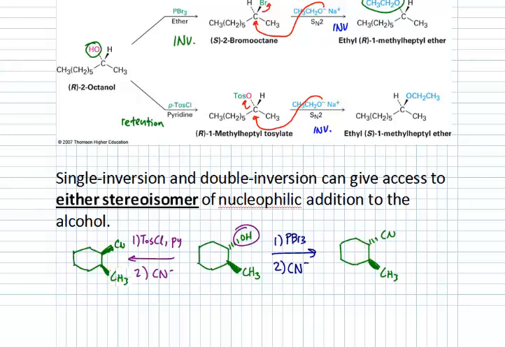Notice the key difference here. Stereochemistry of that right there. Okay? Single inversion with the tosylate, and then nucleophilic attack, double inversion with PBr3 and then nucleophile.